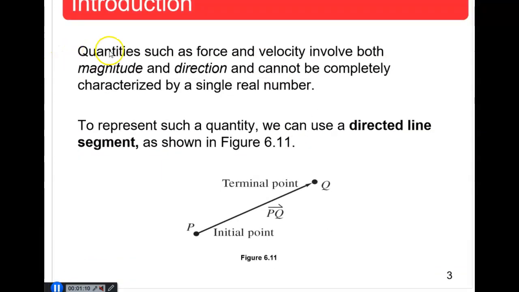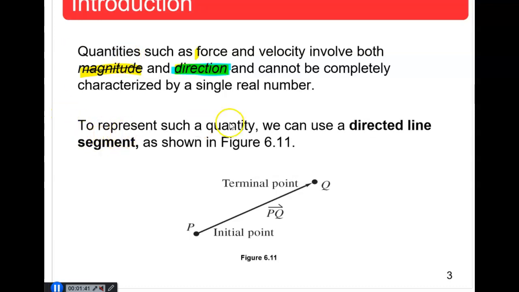So, quantities such as force and velocity involve both magnitude and direction. One is the magnitude and one is the direction, and they cannot be completely characterized by a single real number.